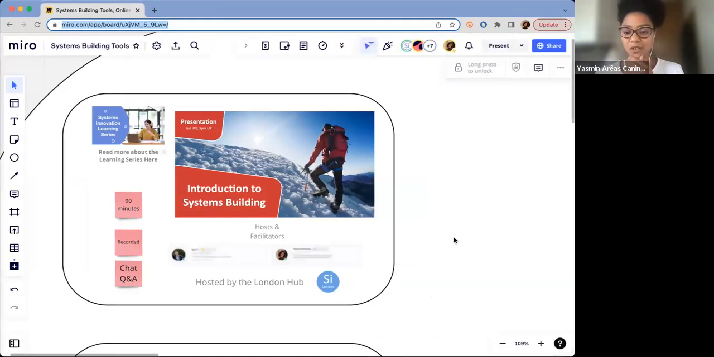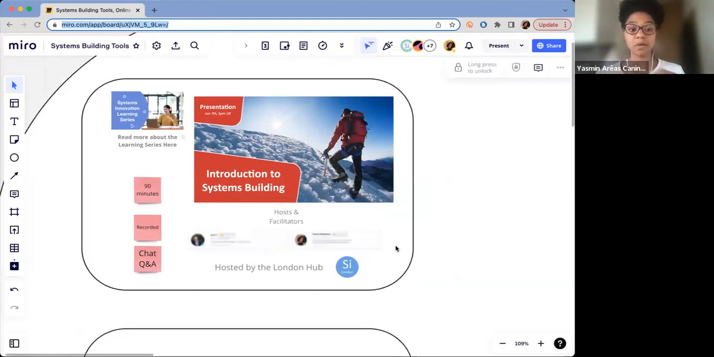So welcome to this, this is the systems building tool session, part of the systems innovation and learning series. My name is Yasmin, and alongside my colleague Joss Colchester, we're going to host and facilitate today's session on behalf of the SI London Hub.